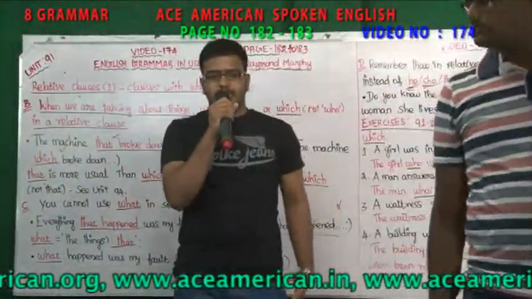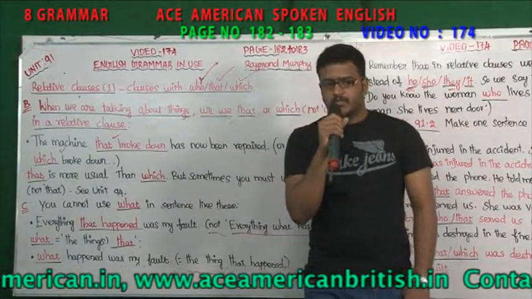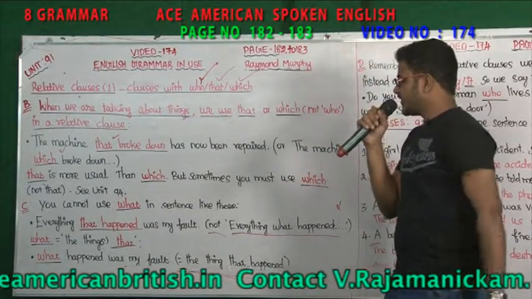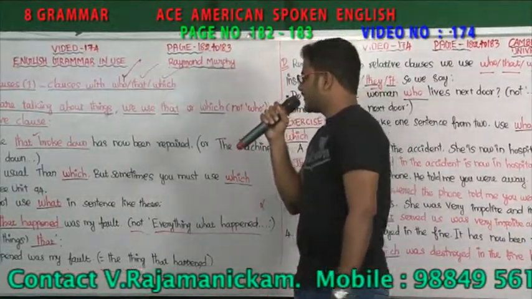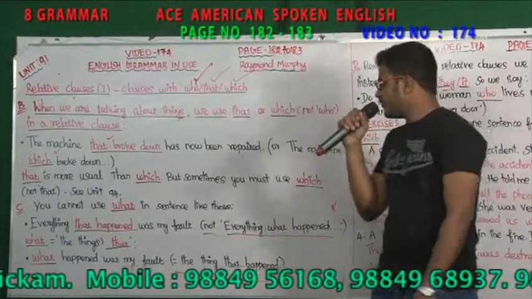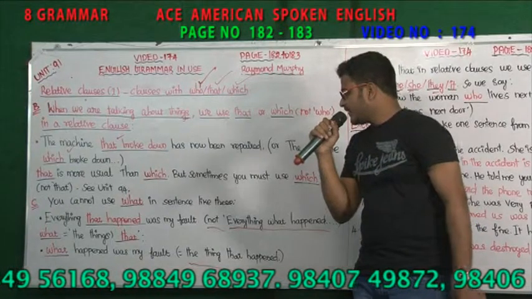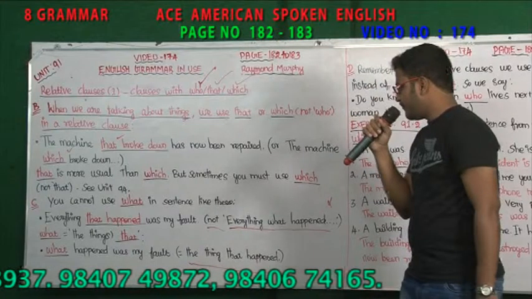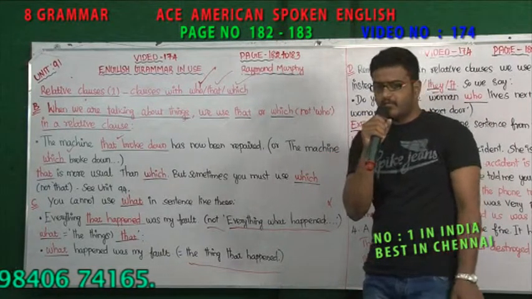Good morning, all. I'm Deepak. Now we're going to see about relative clauses. Relative clauses are used to connect two sentences and to explain the noun. Words used here are who, that, which. An example: the machine that broke down has now been repaired. So that refers to the machine. Secondly, we cannot use what in these sentences, like everything that happened here was my fault. We cannot say everything what happened was my fault.